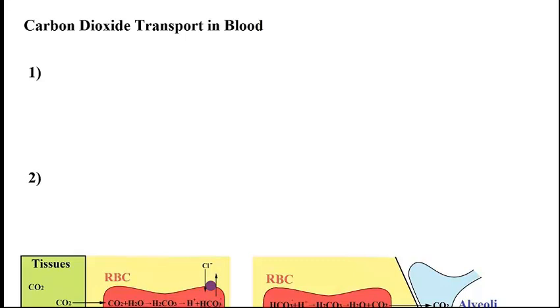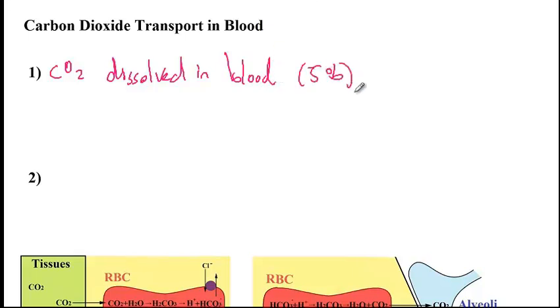And there are three different mechanisms. The first one, similar to oxygen as we just discussed, CO2 can get dissolved in blood. And this contributes to about 5% of total blood CO2 content that is being transported by the blood. The second mechanism is carbon dioxide bound as carbonate.